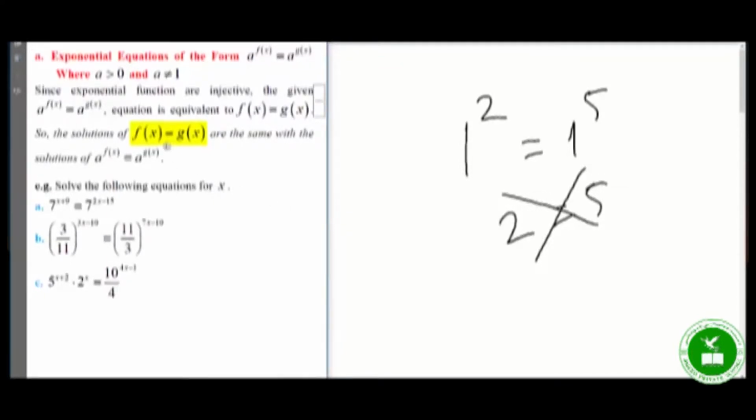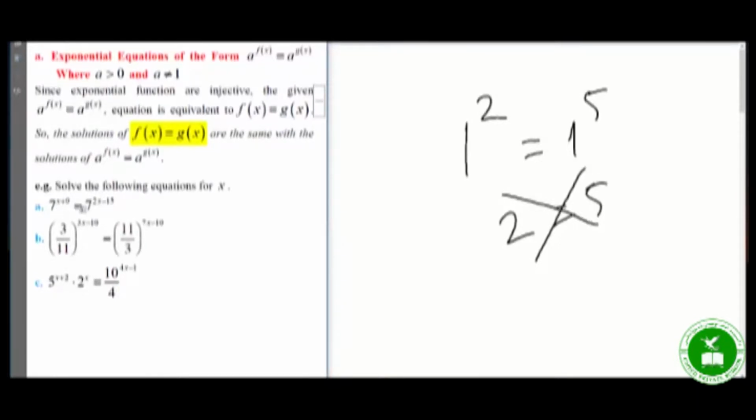As we know, exponential functions are one-to-one functions, so in a to the power of f of x is equal to a to the power of g of x, if bases are equal to each other, then the exponents must also be equal to each other. Or the equation of exponents at the same time satisfies the equation itself. For example, let's solve some examples about these types of exponential equations.